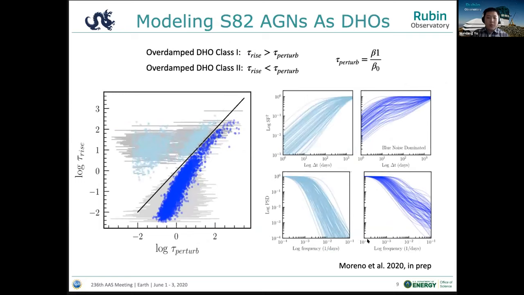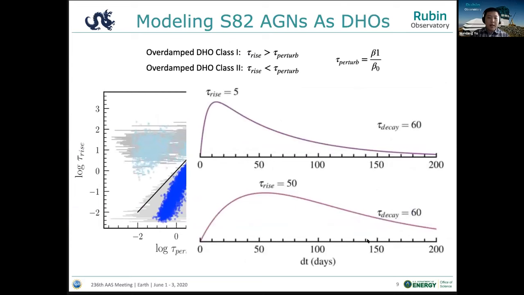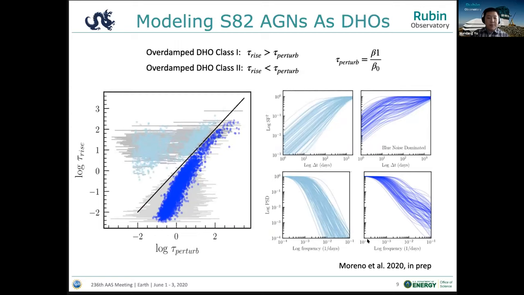Now let's move on to real data. So we apply DHO analysis to Stripe 82 AGN using light curves from CRTS and SDSS. We converted the best-fit parameters to time scales, a whole collection of time scales. Here I'm only showing two of them, tau rise and tau perturb. Just want to refresh your memory a little bit. Tau rise characterizes how soon the system will respond to an impulse perturbation. Tau perturb gives the characteristic time scale of the input perturbation.